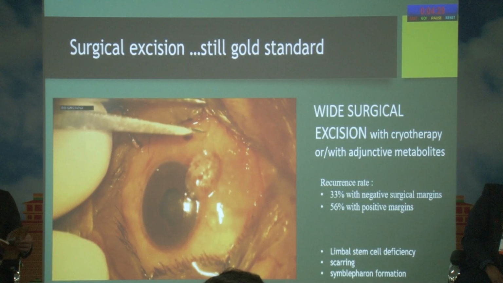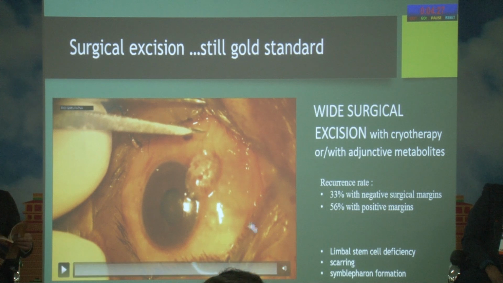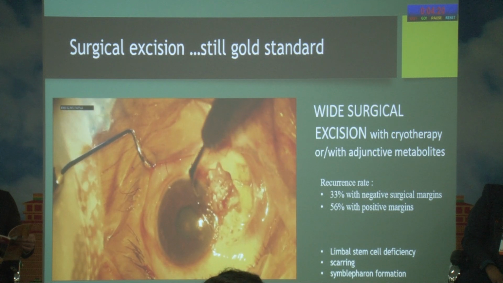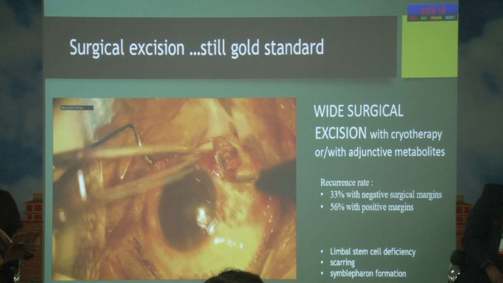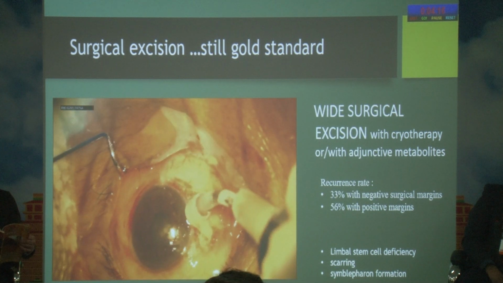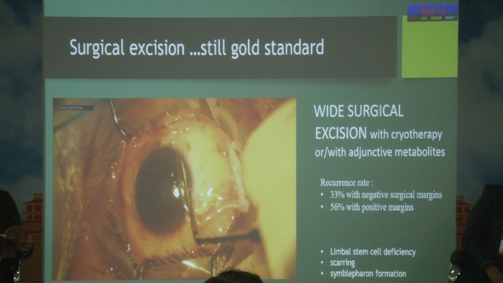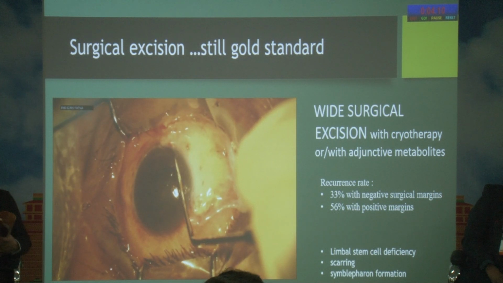Yes, surgery is the gold standard therapy for all OSSN, irrespective of the cause and size, with wide surgical excision, with cryotherapy, and with or without adjunctive antimetabolites. If a positive margin comes on histopathological examination, the chance of recurrence is very high. And in large tumors, it may cause limbal stem cell deficiency, scarring, and symblepharon formation.